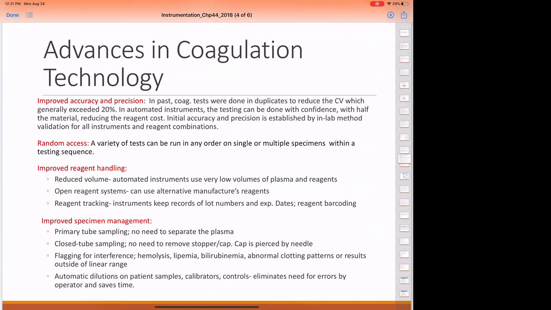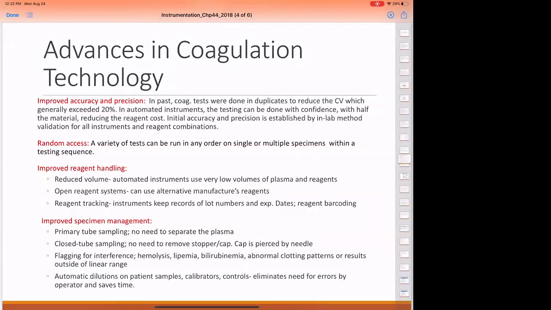So there have been improved methodologies over the years in coagulation technology. The instruments that are now used in COAG have improved accuracy and precision. In the past, tests were done in duplicates to reduce the coefficient of variation, which generally exceeded 20%. Nowadays, in automated instruments, the testing can be done with confidence, with half the material, reducing the reagent costs. The initial accuracy and precision is established by in-lab method validations for all instruments and reagent combinations.